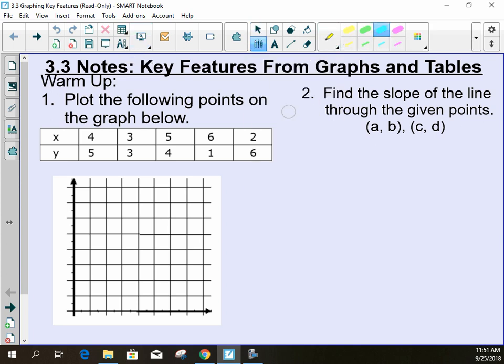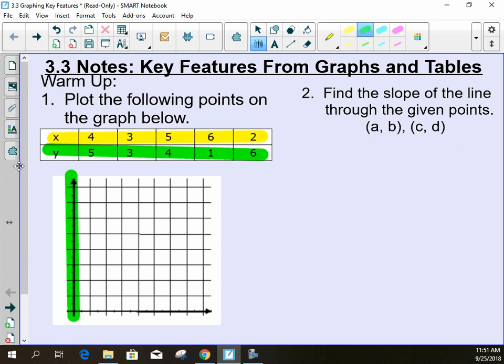Now, this is science. This is your x-axis. You had this in science. This is your y-axis. These are your x and your y values. This right here is your y-axis. This is your x-axis, okay?